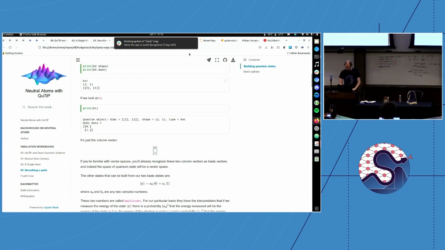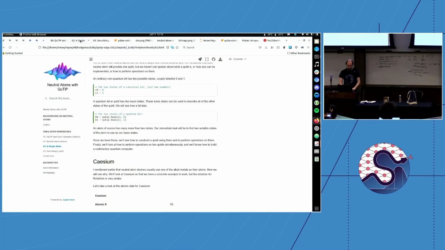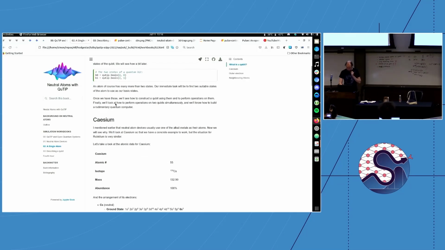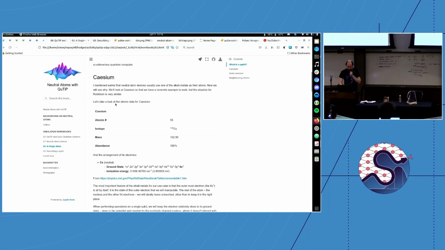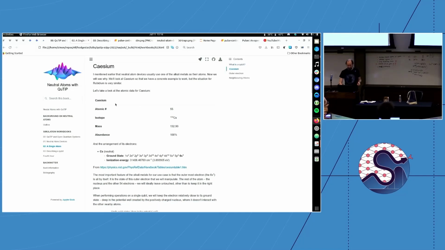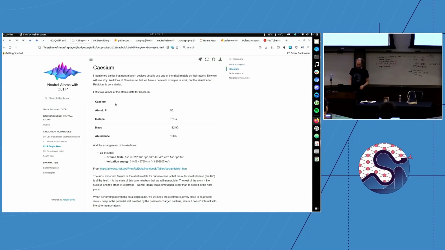Cool. Maybe let's hop back to our unusual atoms a bit, because, okay, great, we know how to write basis states in QuTiP, but we've just constructed these vectors. What do they actually represent?